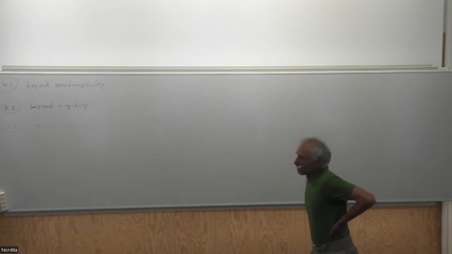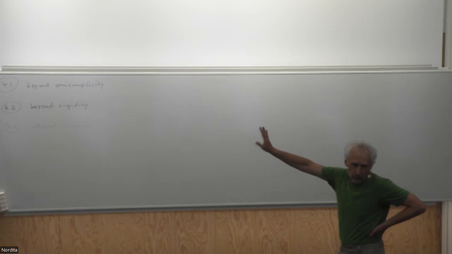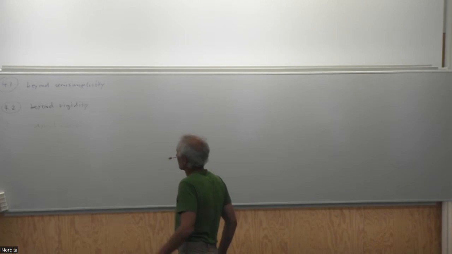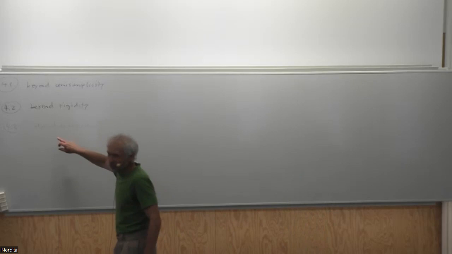Now, in part three, I want to go beyond two-dimensional rational conformal field theory, but I stay in two dimensions and I stay essentially with conformal. Implicitly, part of this will also be about three-dimensional topological field theory, but I will not point out that actually the main part will be about beyond semi-simplicity. Then I will say a little bit about beyond rigidity, and then very, very little, therefore it's almost invisible, about beyond categories.